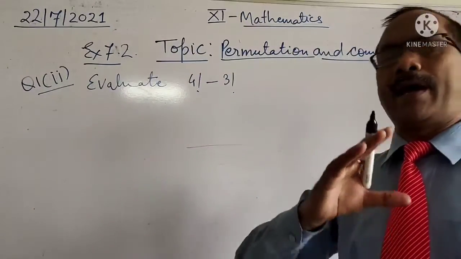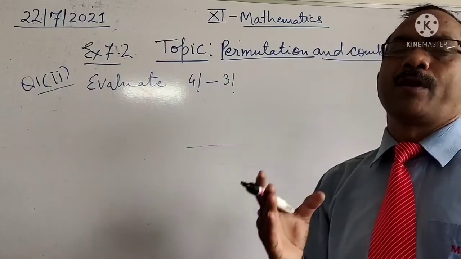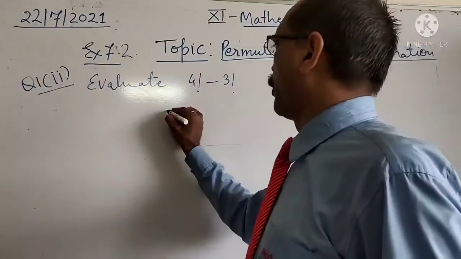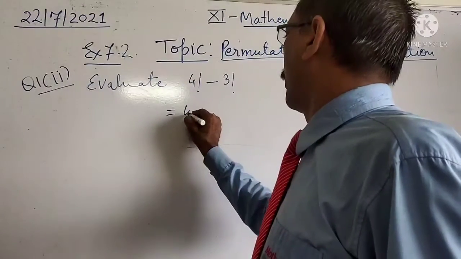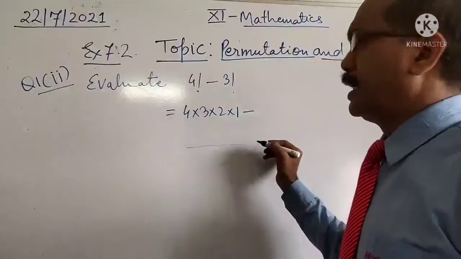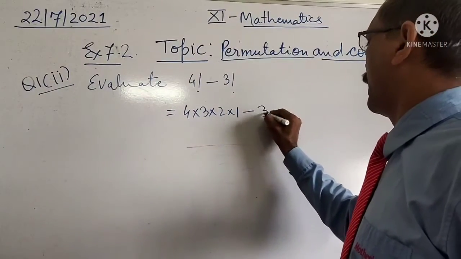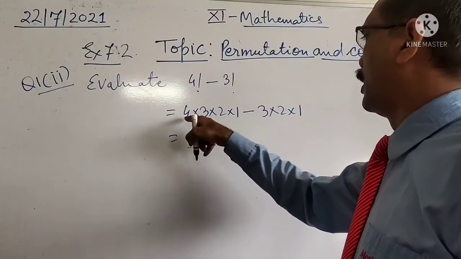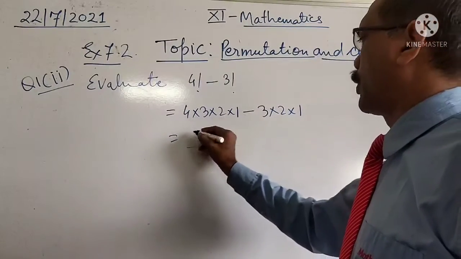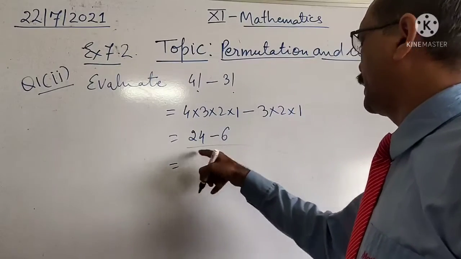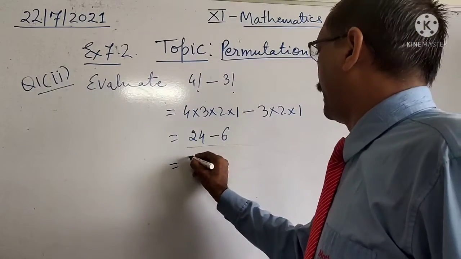Student, whenever there is a factorial, first of all we will simplify the factorial. So 4 factorial is 4 into 3 into 2 into 1, minus 3 factorial, 3 into 2 into 1. It is 4 twos are 8, 4 threes are 12, 12 twos are 24, minus 6. So it is 18.